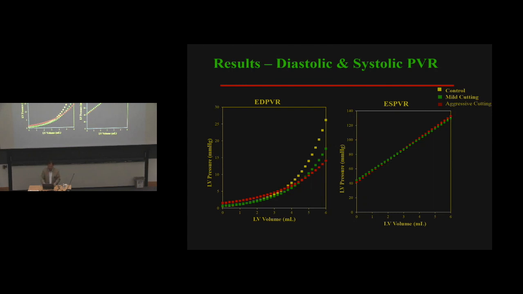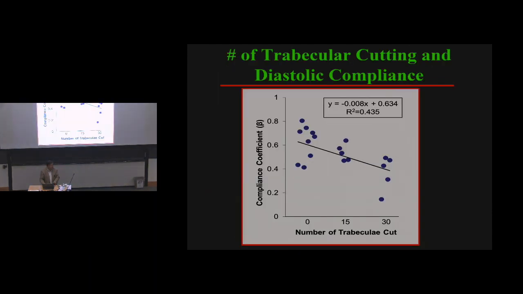So if you plot the compliance, you can see here, right? With the level of cutting, you have a more compliant heart. So if you want more compliant, you cut more. So that's basically it. But these are different hearts, so it's not a medical study.